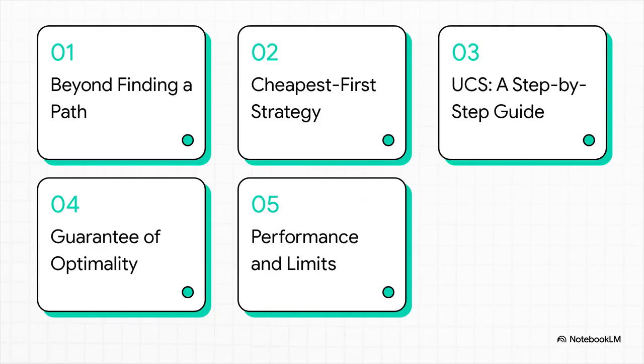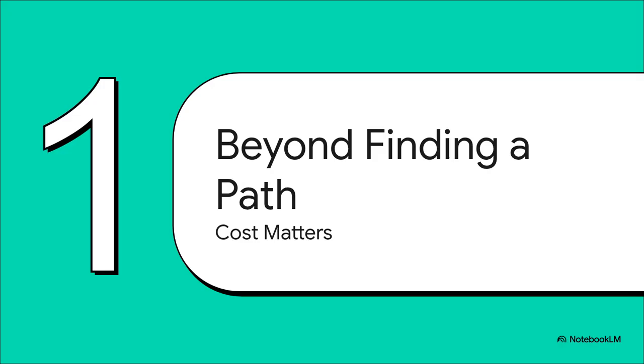All right, here's what we're going to cover. First up, why do we even need something more than a basic pathfinder? Then we'll get into the secret sauce of UCS, its cheapest first strategy. We'll walk through an example, prove why it always finds the best path, and then wrap up by talking about its performance and where it kind of hits its limits. All right, let's jump right in.